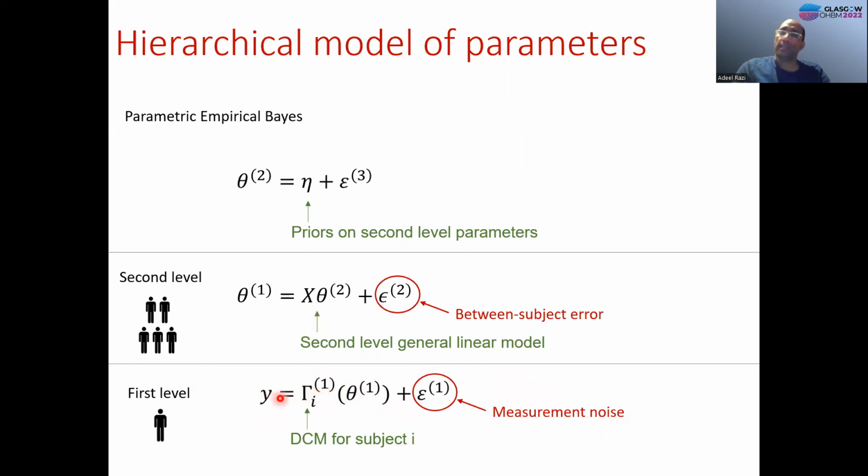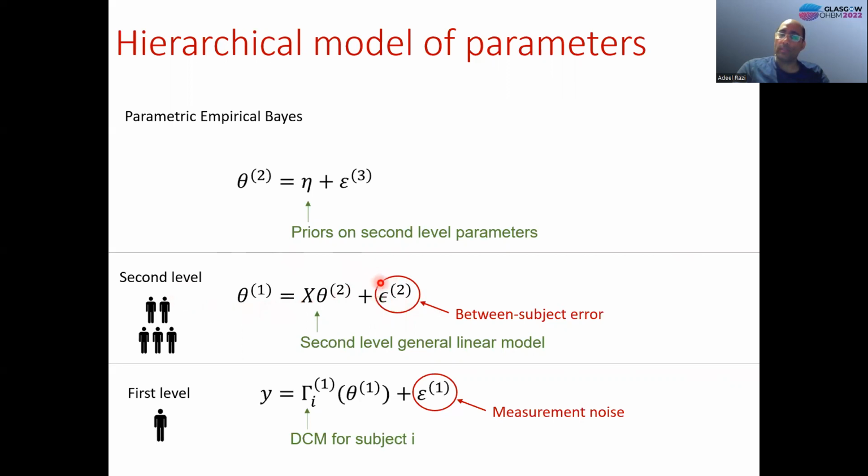What we do is this: we take these first level DCMs into a second level GLM, or a second level model, in which we have at the second level, again, a GLM, where this X is your design matrix, which I will talk a bit more about on the next few slides. This defines what your design is. And then here we have again an error term, which is where we try to model the between subject variance.